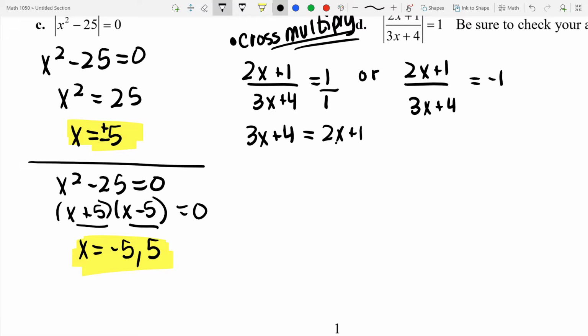So take this 2x, bring it over to that guy, becomes a negative. So 3x minus 2x is 1x plus 4 equals 1. Just give me a verbal. Are you guys okay, yes or no? Yes. Okay, great. Move your 4 over, right? Becomes a negative. X equals negative 3. You're done with that one.